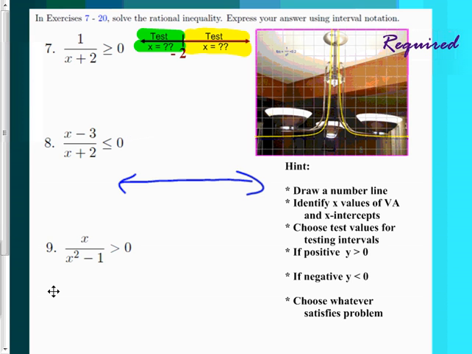The things that don't work are -2, because that's going to make it crash, and that's undefined. And then the thing that makes it 0 is the other thing. I was saying these words here, but I think it's easier to say what makes it crash. That's the same as the vertical asymptotes. And what makes it equal 0? That's the same as the x-intercepts, because x-intercepts are zeros.